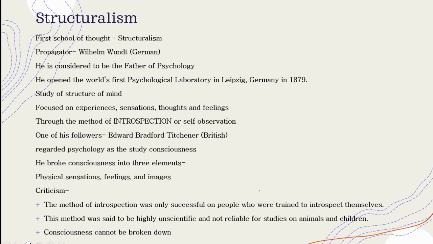So, the first school of thought of psychology was structuralism. The first school of thought meant the proper framework that said what psychology should actually be. And this was the first school of thought, called structuralism. The propagator of structuralism was Wilhelm Wundt, a German psychologist. It is important for us to know that he was also called the father of psychology because he was the one who started the very first psychological laboratory in Leipzig, Germany in 1879.